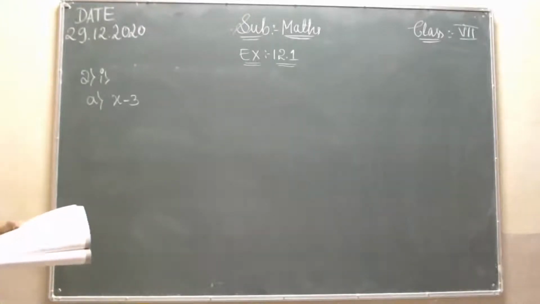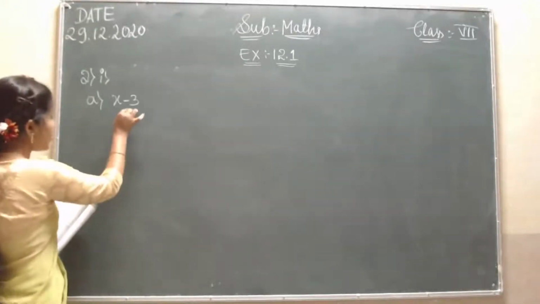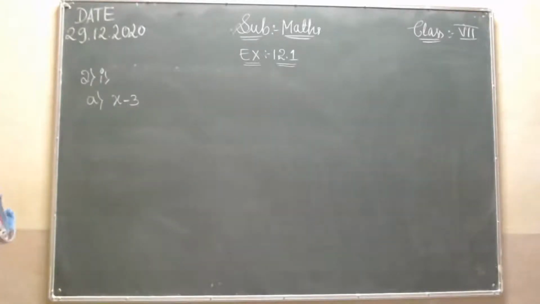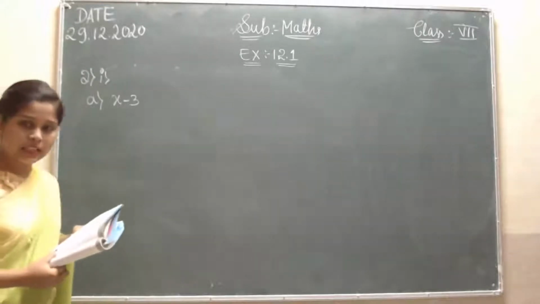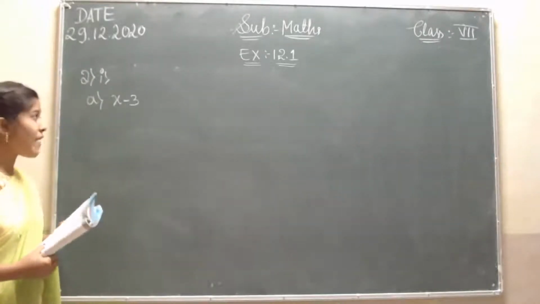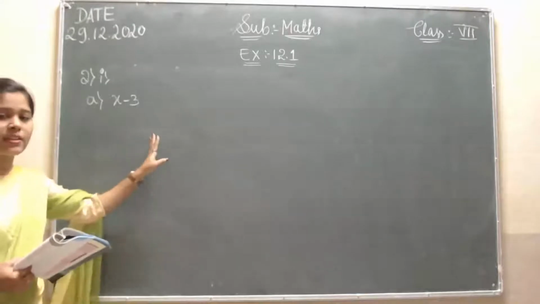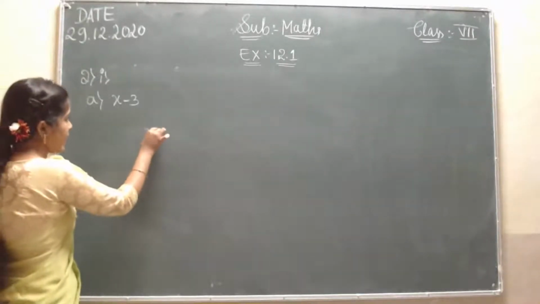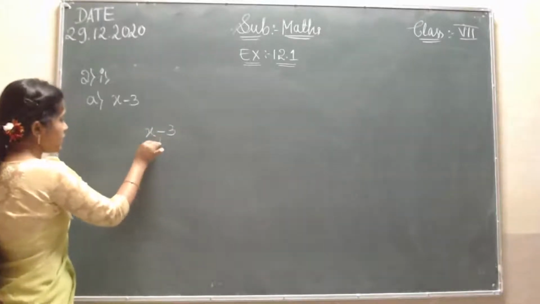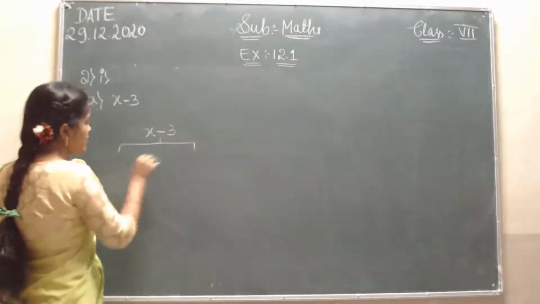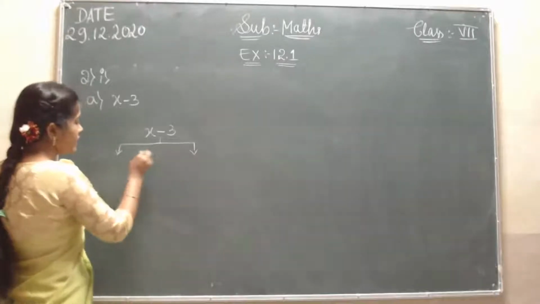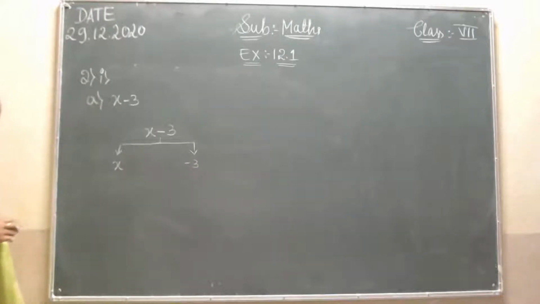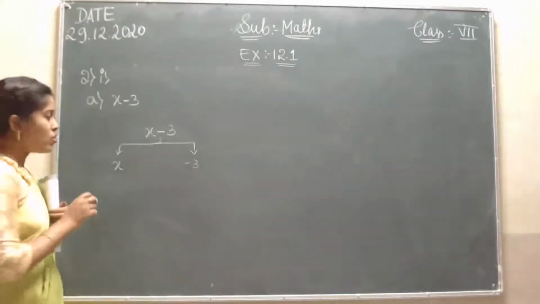So with the help of a T diagram, see here, in this there are two terms, that is x and 3. There are two terms, and the factors are x into 1 and 3 into 1. So we have to draw a T diagram. Here x and here minus 3, with the sign. With the sign we have to write.